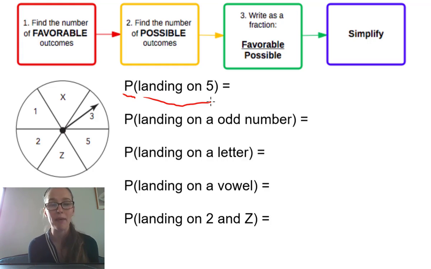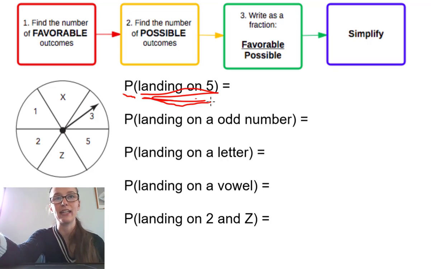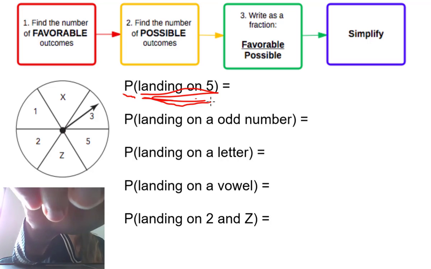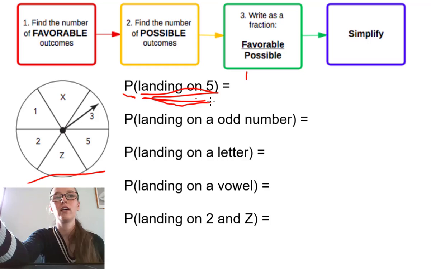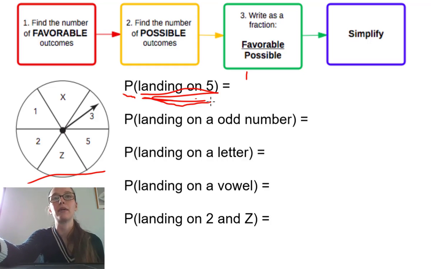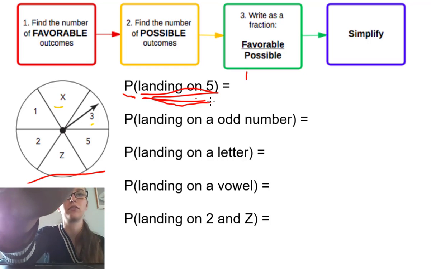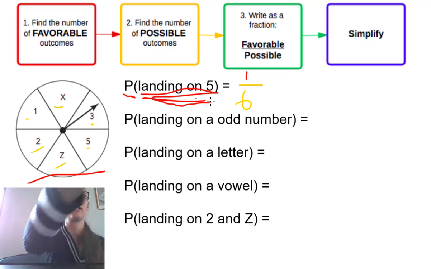You follow the flow map that should be written down, and you may also write this example down on your notes. So you're going to find the number of favorable outcomes. My favorable outcome is identified in the parentheses here, which is landing on a 5. I look at the spinner and I only see one 5, so I'm going to put a 1. To find the number of possible outcomes, well, there's 1, 2, 3, 4, 5, 6. So there's 6 possible outcomes.